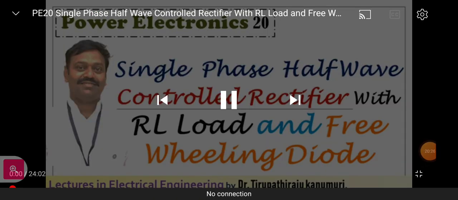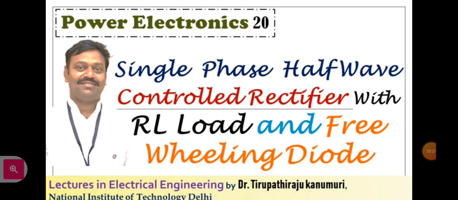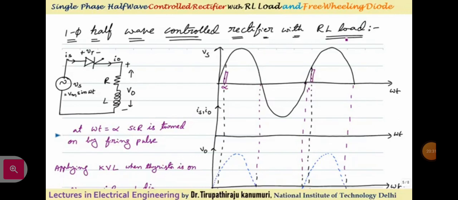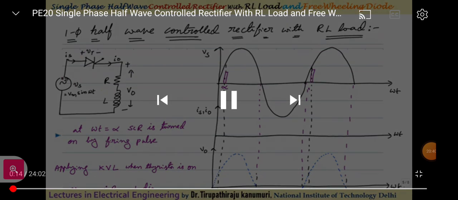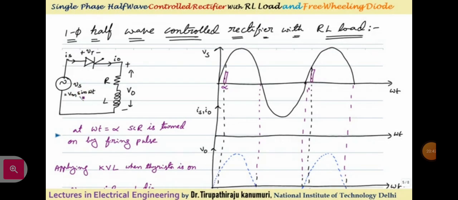Hi all, today we are going to discuss single phase half wave controlled rectifier with RL load, and followed by that we will discuss the need and effect of adding the freewheeling diode along with the RL load. So let us start with the simple RL load. There is a source given by Vs equal to Vmax sin omega t, which follows a sinusoidal wave like this, and it is connected to the RL load through a thyristor.